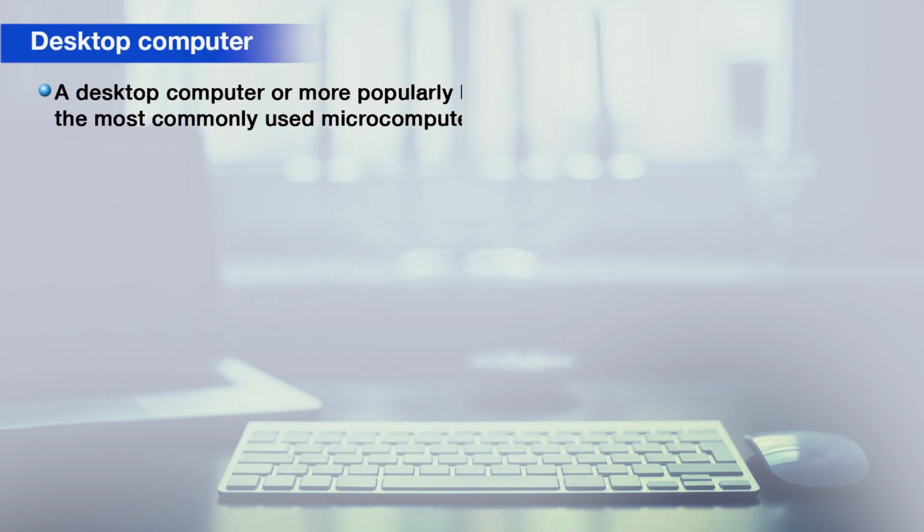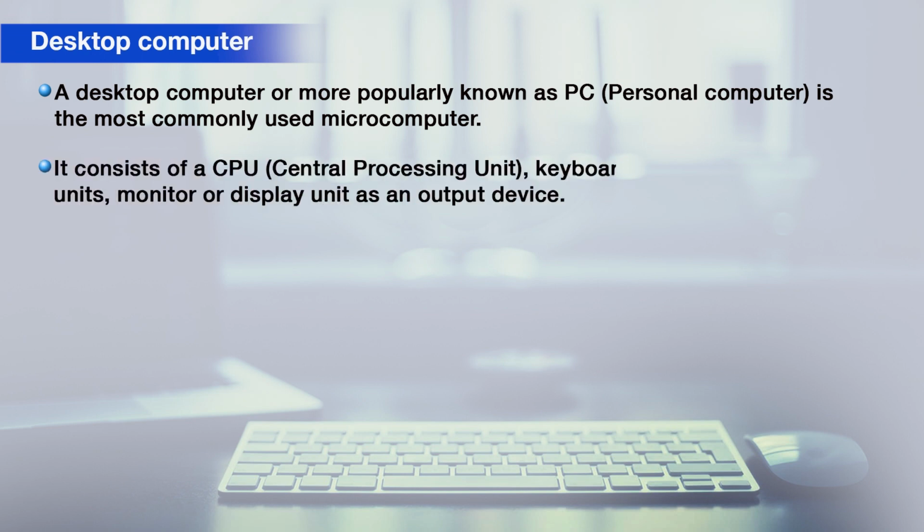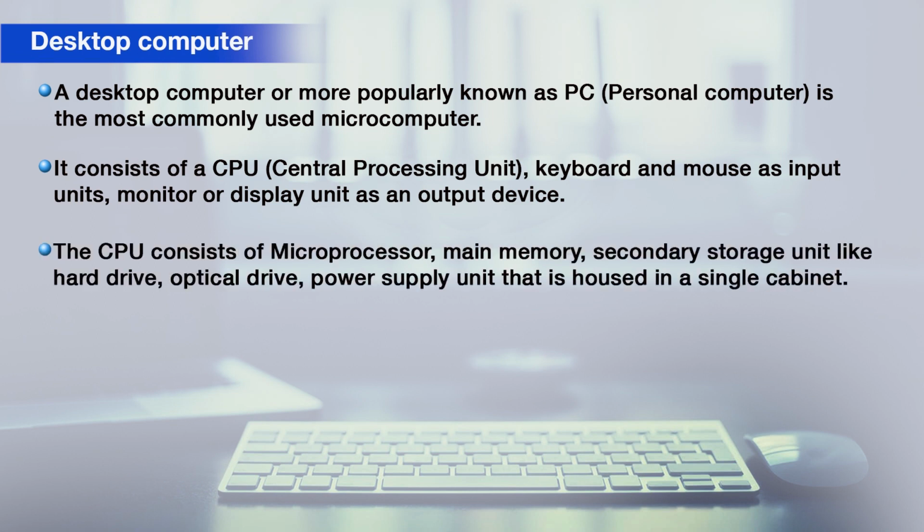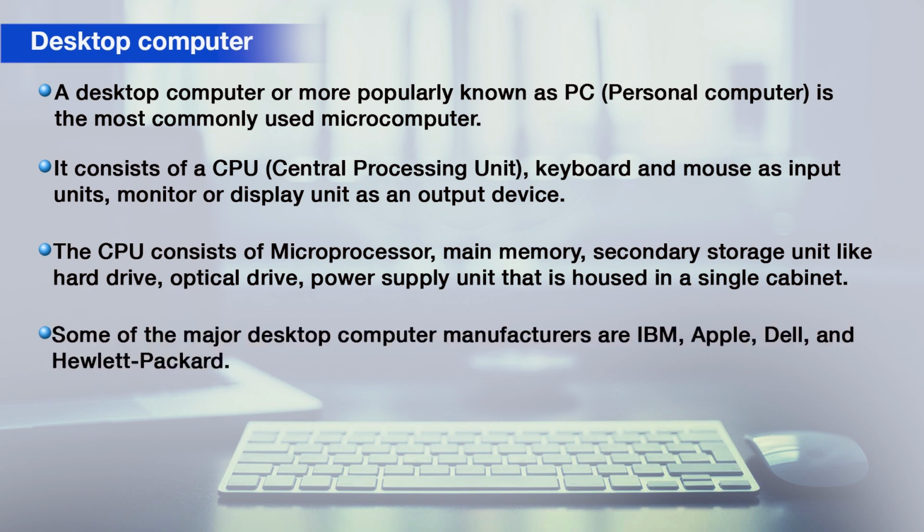Desktop computer. A desktop computer, or more popularly known as a PC, that is personal computer, is the most commonly used microcomputer. It consists of a CPU, central processing unit, keyboard and mouse as input units, and a monitor or display unit as an output device. The CPU consists of a microprocessor, main memory, and secondary storage units like hard drive, optical drive, and power supply unit, housed in a single cabinet. Some of the major desktop computer manufacturers are IBM, Apple, Dell and Hewlett Packard, which is called HP.